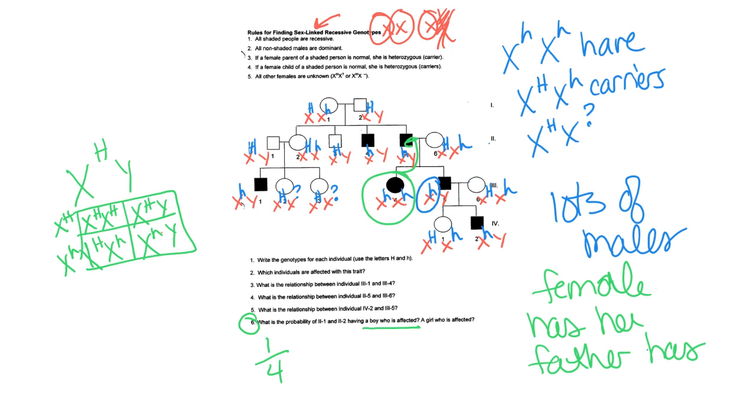So that is 1/4. Probability of a boy is 1/2. Probability that they're affected is 1/2. I want those to happen at the same time. 1/2 times 1/2 is 1/4. And probability of having a girl that is affected is 0. They don't have any girls that are going to be homozygous recessive. Okay, so we'll do some practice with these in class, identifying them and then answering genetics questions.